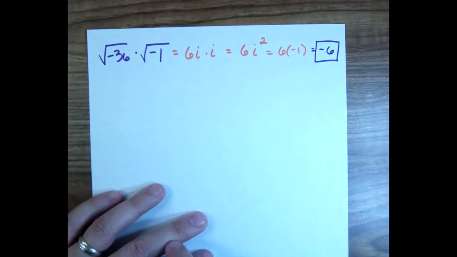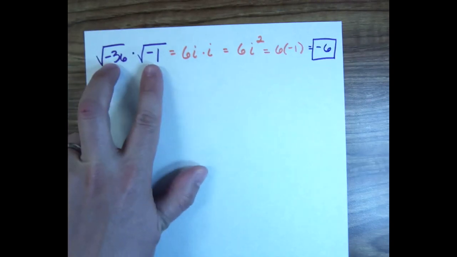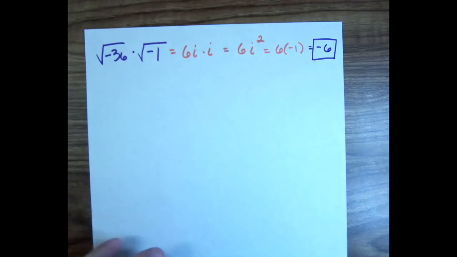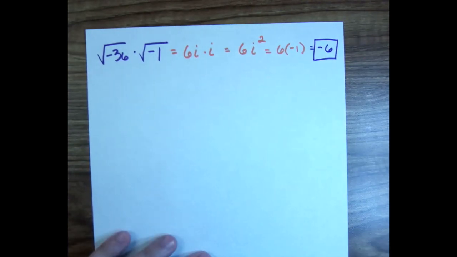Which would follow the shortcut that you said just a minute ago. Put the negatives outside and then just multiply them. It works when there's two of them. So the negative 36 and the negative 1 is a positive 36. Square root is 6.